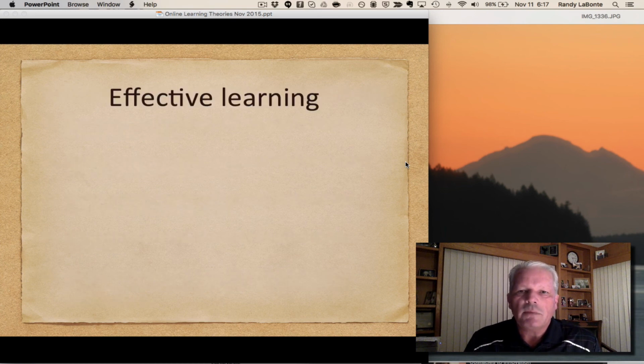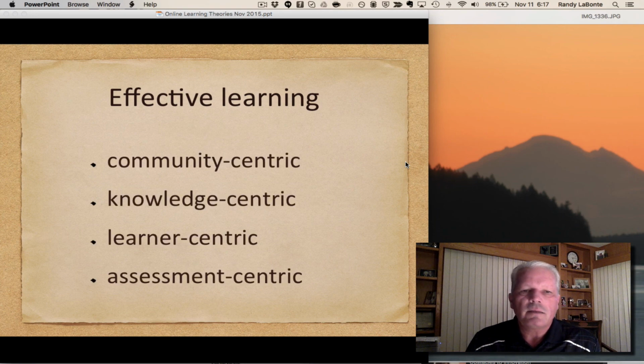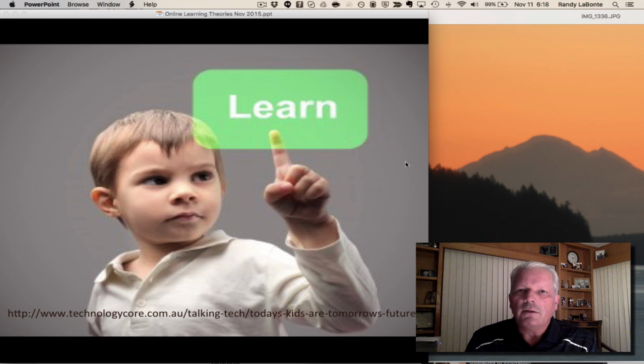So really, to me, and this is my own view, effective learning is something that is community-centric, knowledge-centric, learner-centric, and assessment-centric. In other words, that learning is something that is social, happens in a community. It's about building knowledge collaboratively together. That it's about how I as an individual interact with that as well as with a group. And there are also ways for me to demonstrate that understanding, that learning, that can be assessed by my teacher. So to me, that's really what effective learning is about. So let's see how that plays out within the whole mosaic around online learning.